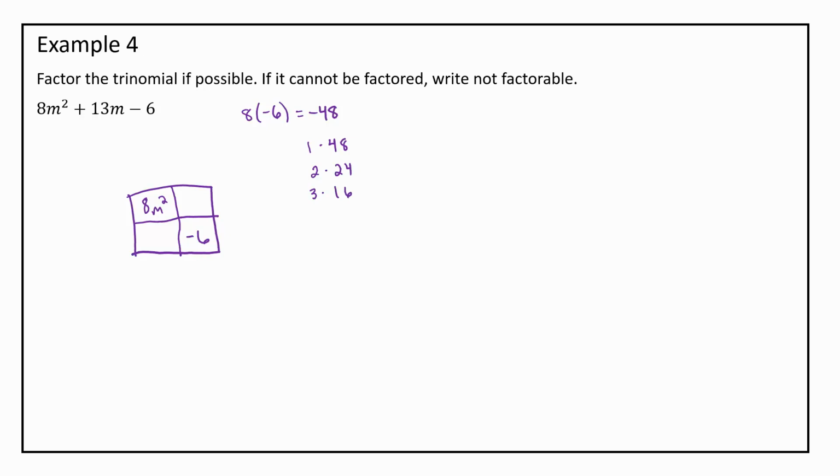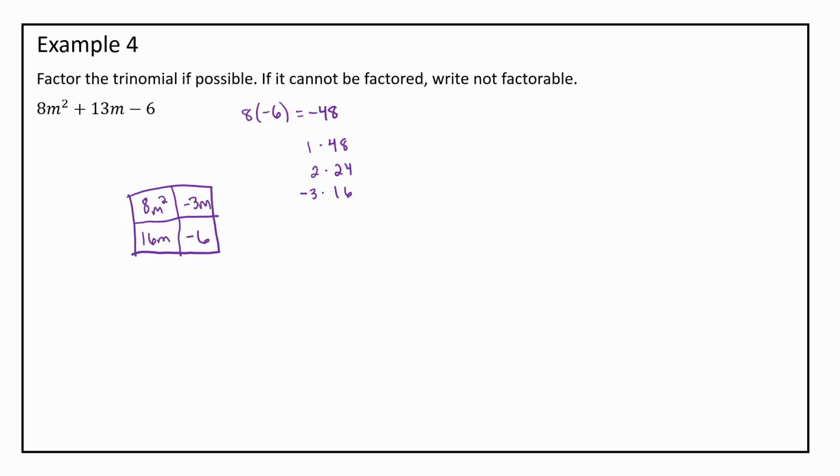3 and 16 are 13 apart, which is good because since I'm multiplying to get a negative, I need to make one of these negative. Since I'm trying to add and get positive 13, the positive number needs to be the bigger number. So I'm going to do -3m and 16m.